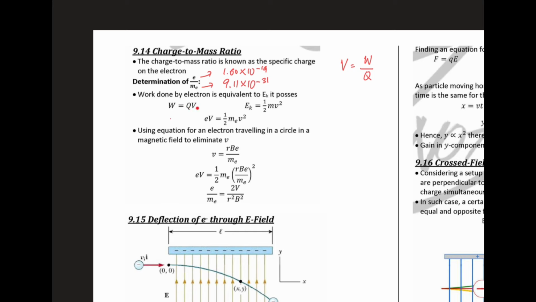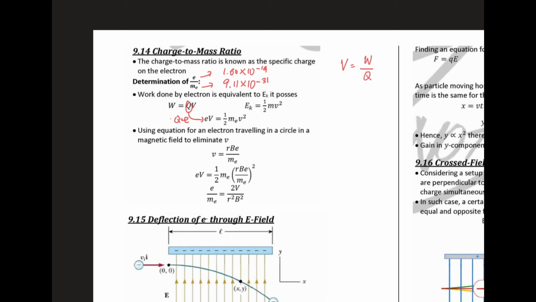W equals QV. Our Q here is the charge of the electron, so it is replaced with e. Q equals e. The kinetic energy is 1 over 2 mv squared, and we take the work done equal to the kinetic energy. How much work is done by the electron affects the kinetic energy, so we can equate them.